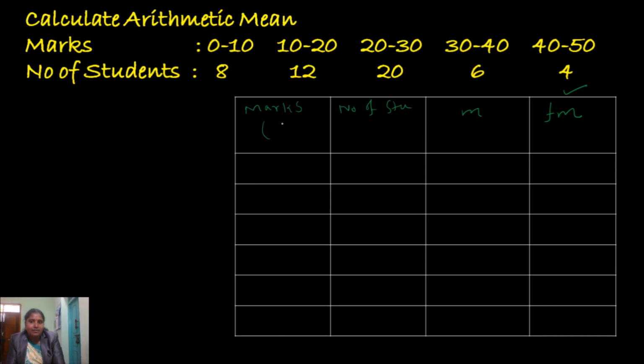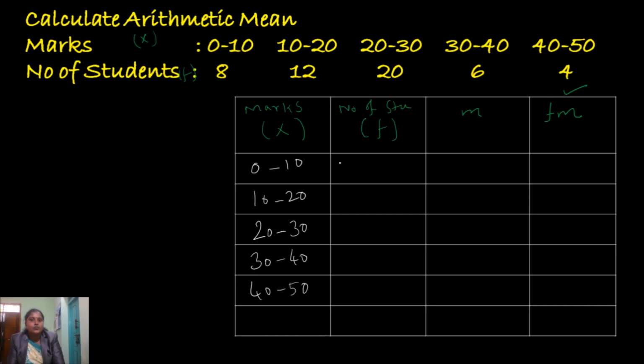Let's now assign the marks as variable x and the number of students as frequency f. The first class interval is 0 to 10, then 10 to 20, 20 to 30, 30 to 40 and 40 to 50. The corresponding frequencies, that is the number of students given in the problem, are 8, 12, 20, 6 and 4.